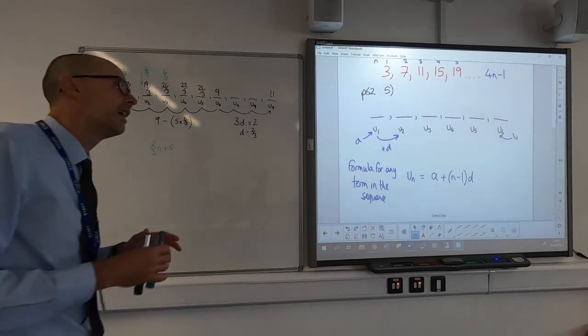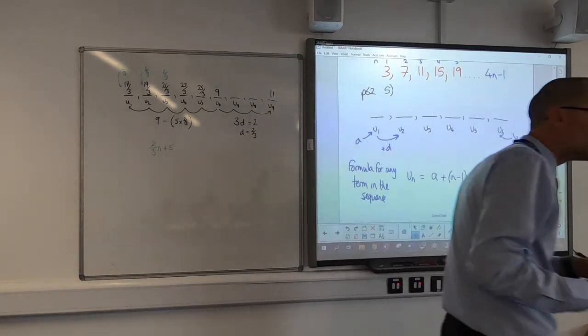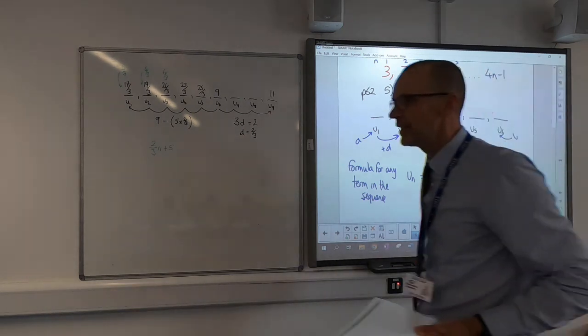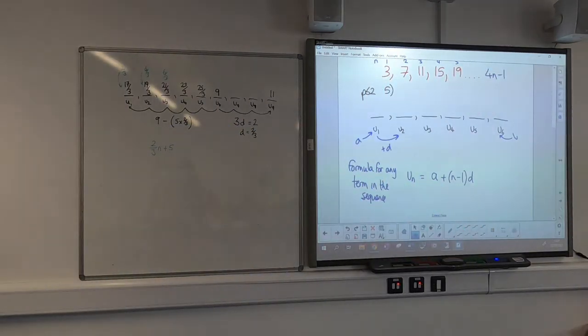However, I'll be honest with you, I rarely use that formula because I much prefer pictures. Okay? I much prefer pictures. Now you be the judge. I'm going to show you a question and I'm going to solve it using pictures, and then we can solve it using the formula approach, and you can tell me which you prefer.